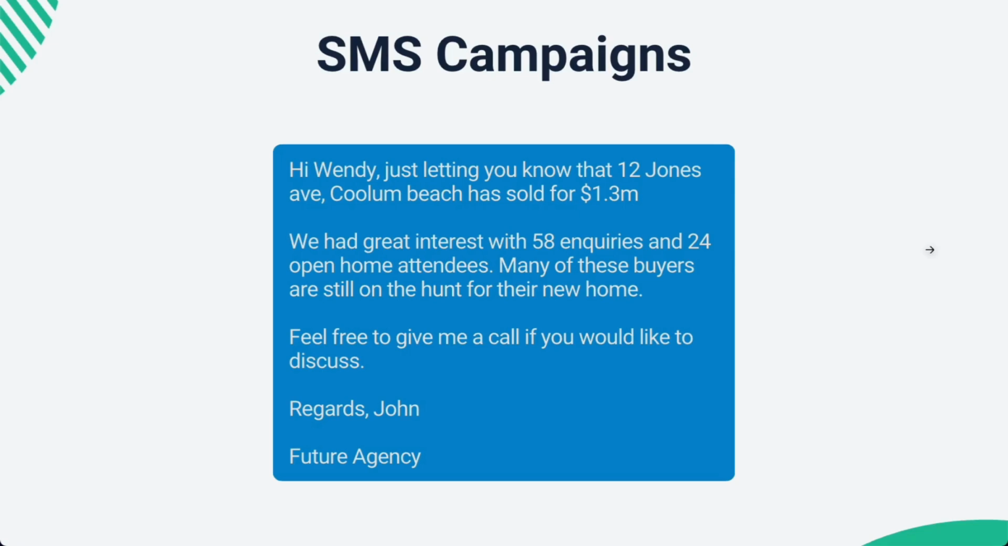It gives them raw insights. It's targeted to the area because obviously it's about a property in their area. So it says, hi Wendy, just letting you know that 12 Jones Avenue, Coolum Beach has sold for 1.3 million. We had great interest with 58 inquiries and 24 open home attendees, etc. Right? So it's giving them that insight.